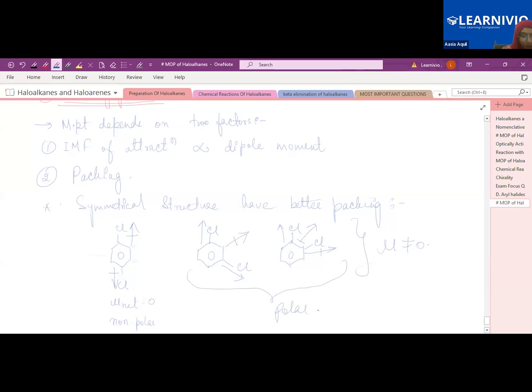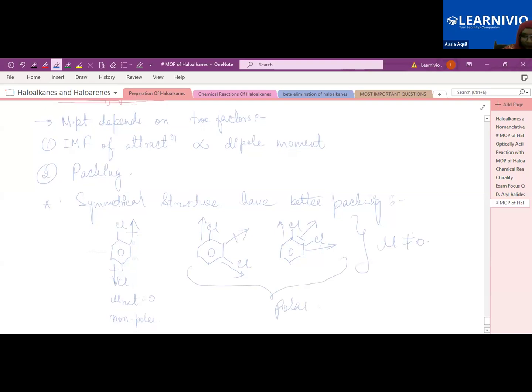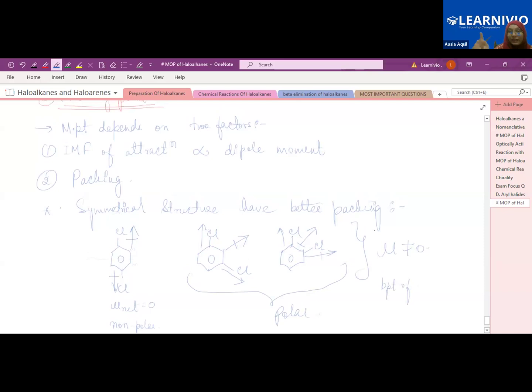These molecules are polar. Okay, so that's why the boiling point is higher. And you know very well, intermolecular force of attraction is directly proportional to dipole moment. In polar molecules, the dipole moment is more. So the more the dipole moment, the more the intermolecular force of attraction. And if the intermolecular force of attraction is more, it means the melting point of that molecule will be high, right? Melting point will be high.